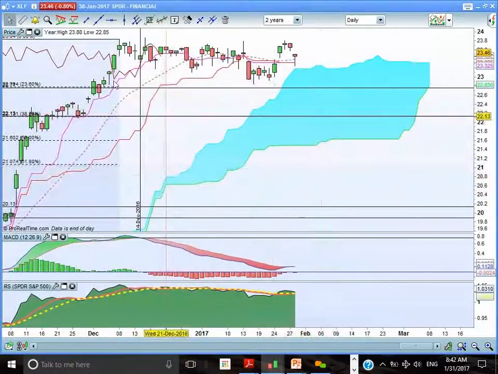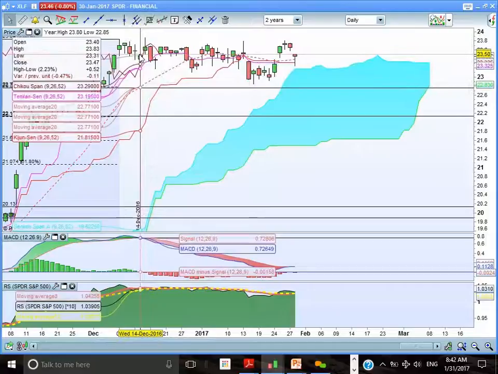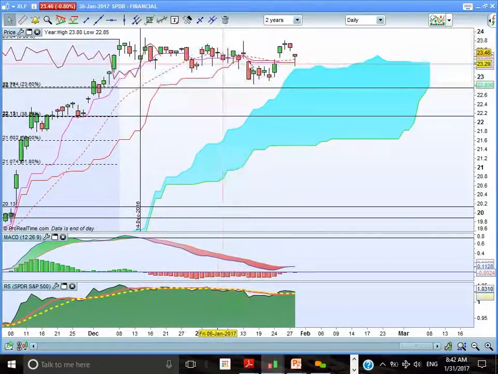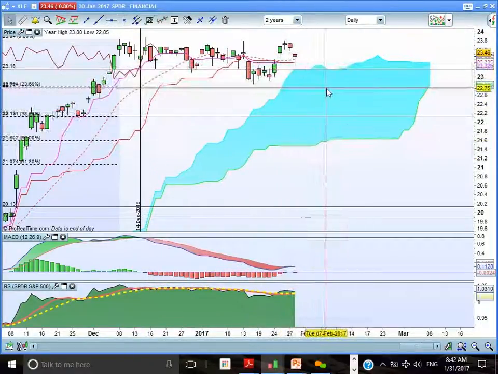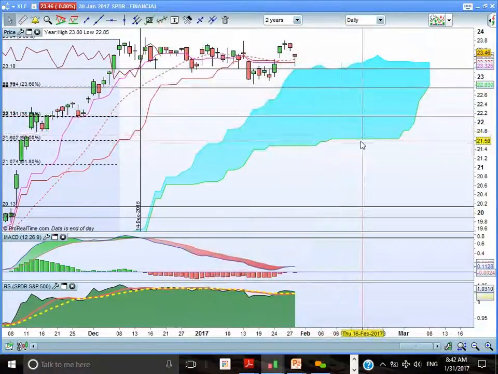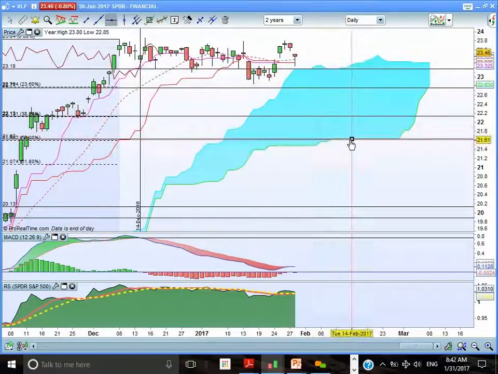Financials, consolidating after a tremendous strong move. Moving sideways. We had a MACD sell signal, so you could have been sitting on the side in this ETF, but now it's looking for support at the top end of the cloud. So it's critical to watch these levels. Within the cloud, you've got these other two levels, 22.74 and 22.15 to watch, and then the bottom end of the cloud, a significant support area.